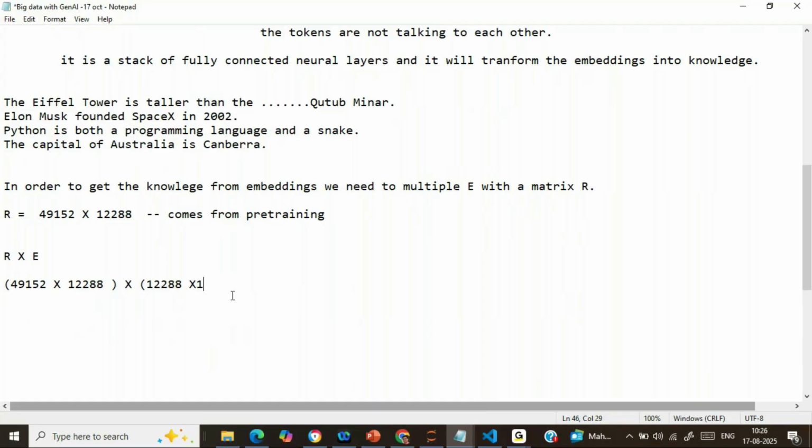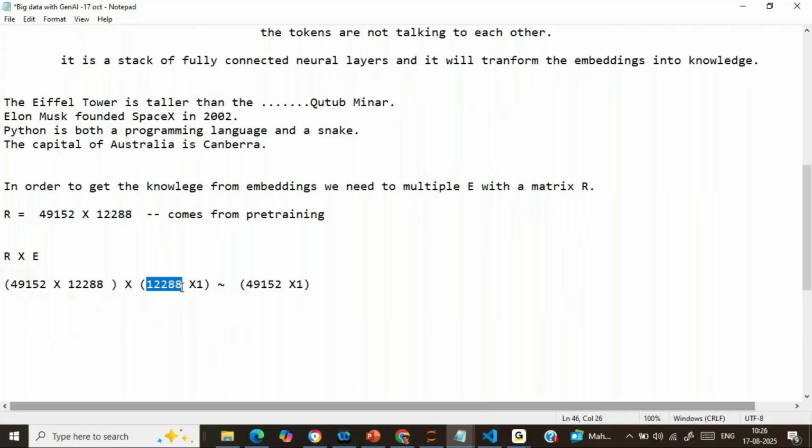So 12288 cross 1. Each token will have these many features, and I just want to get the embeddings by multiplying with this particular matrix R. So what will be the output? The output will be 49152 cross 1.